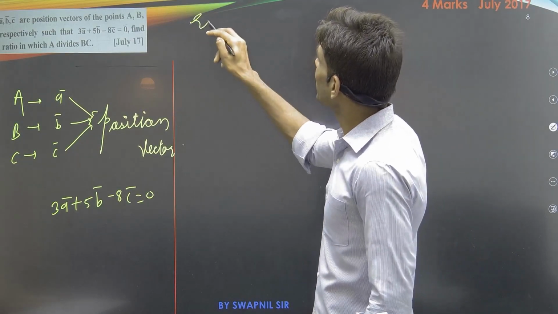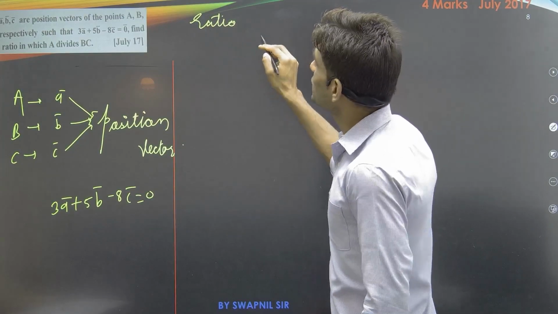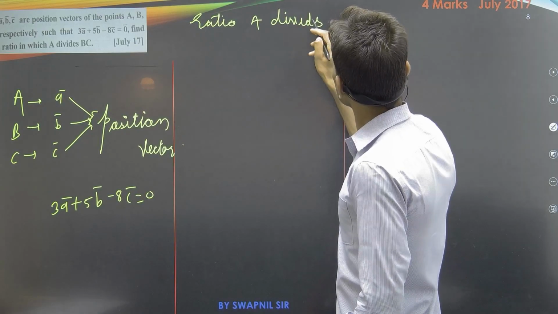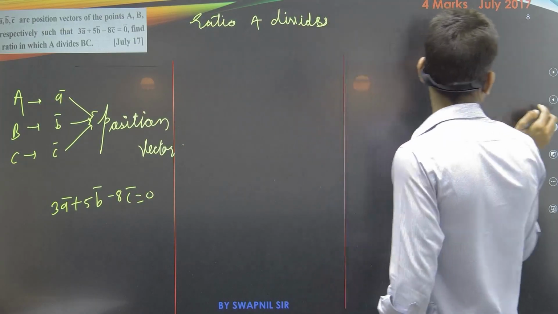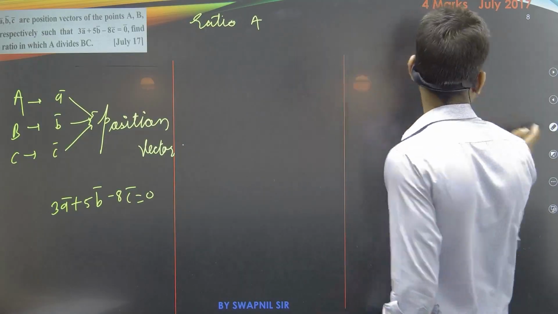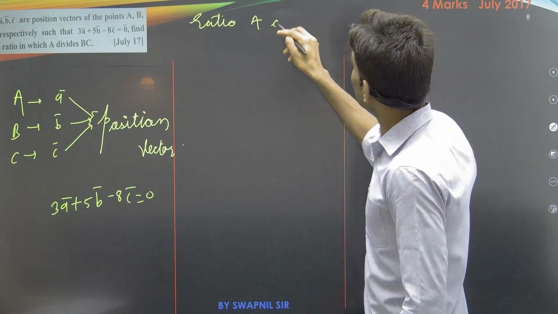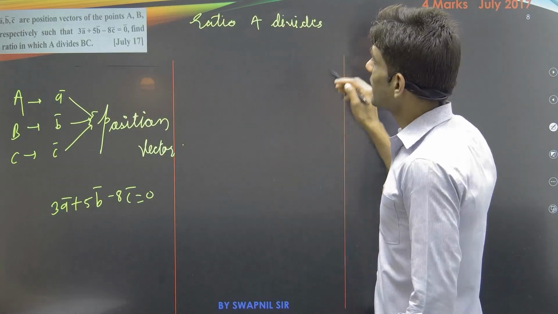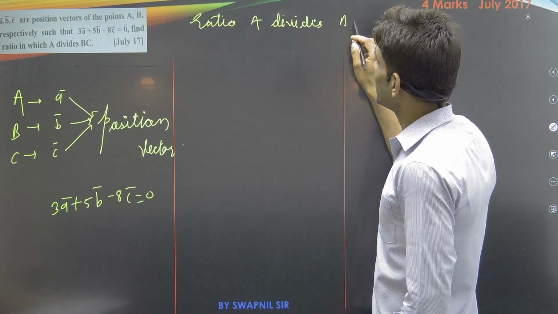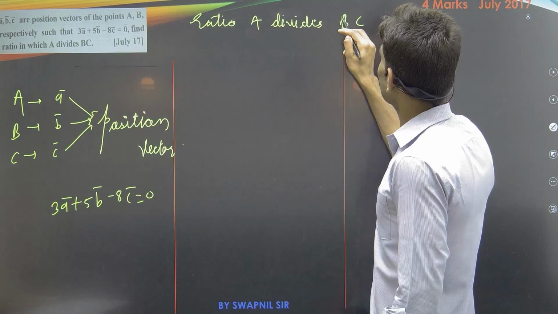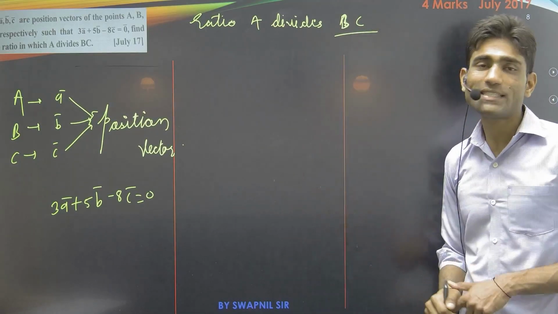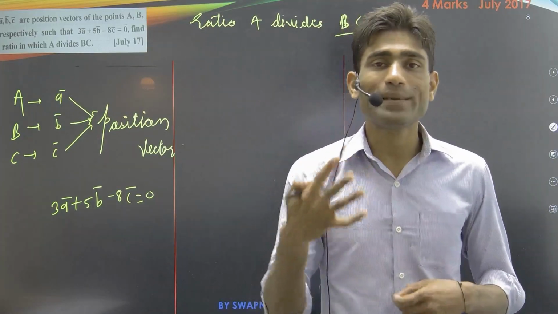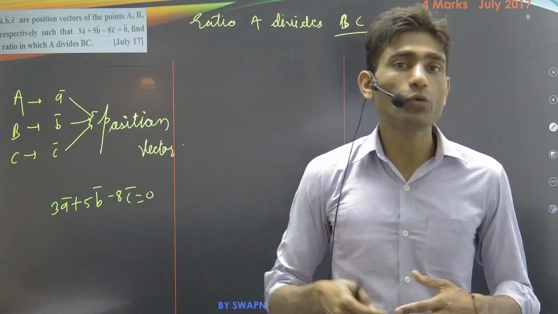What we want is the ratio in which a divides line segment BC. We don't know here whether a is dividing line segment BC externally or internally. That we have to figure out.